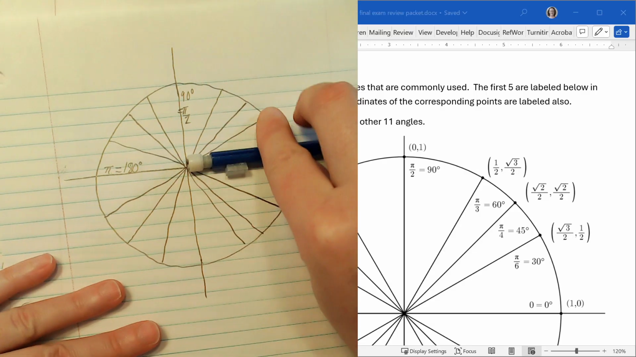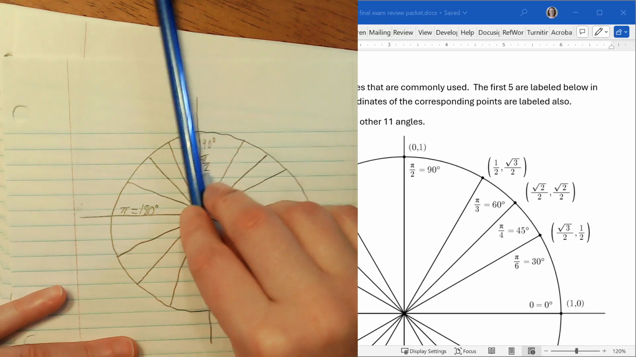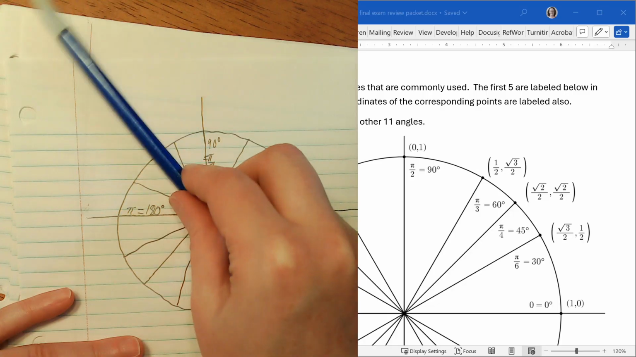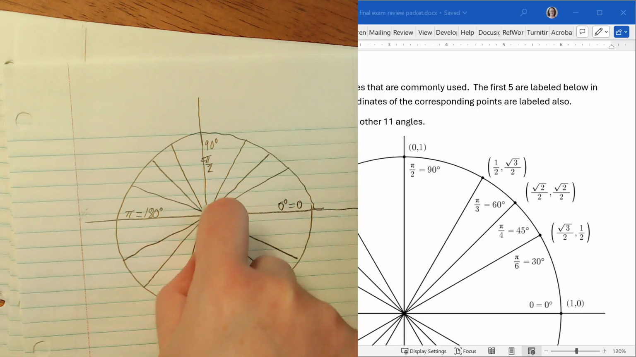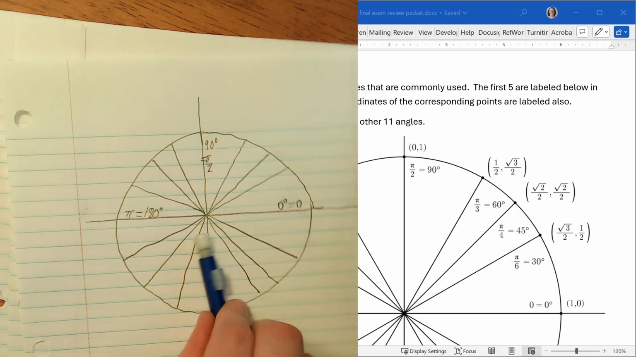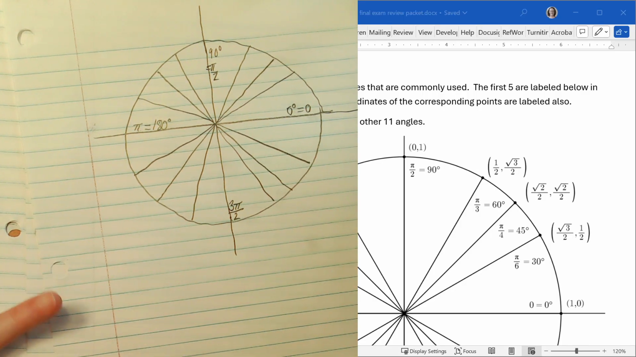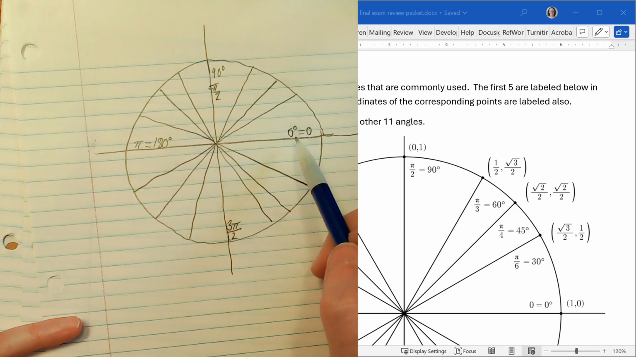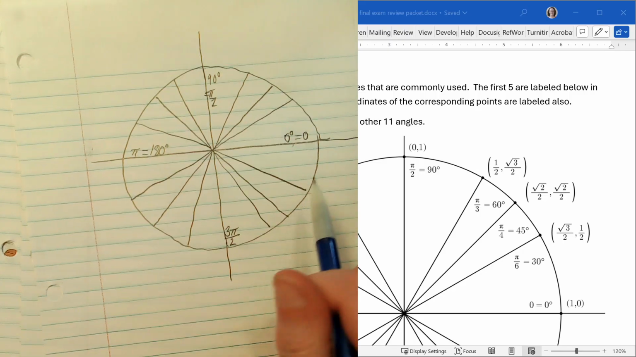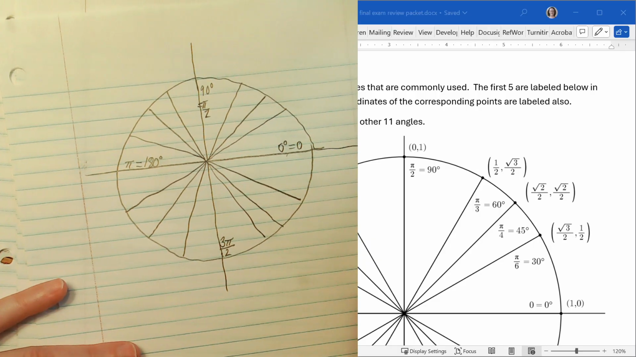So I'm going to go 0 pi halves, 1 pi halves. This is 2 pi halves, which is the same as pi. So then down here is 3 pi halves. Okay, and then if I kept going, this would be 4 pi halves. That's the same as 2 pi, which is the same as 0, on a circle anyway.